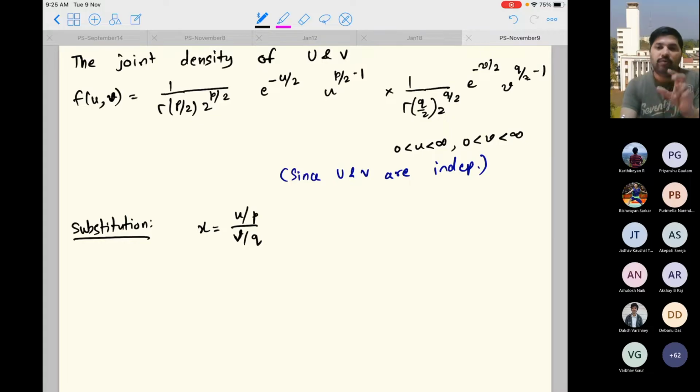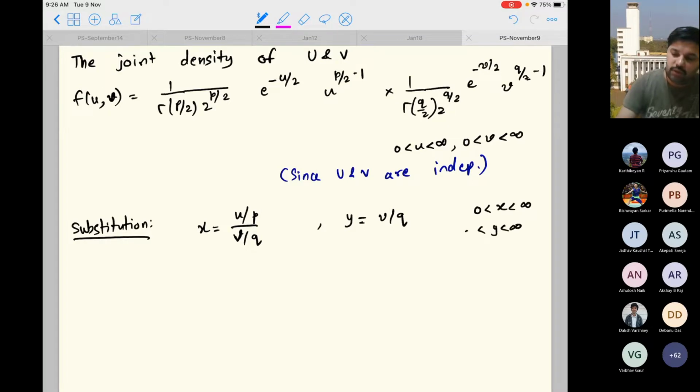The density of this particular random variable is what we want, and I define another random variable y to be equal to v by q. Okay, so this is what I get. Clearly, the range of x and the range of y are between 0 and infinity, right? So that's clear from here. And what do we get? You can see u is equal to p x times v by q, and v by q is actually y. So u is equal to pxy.